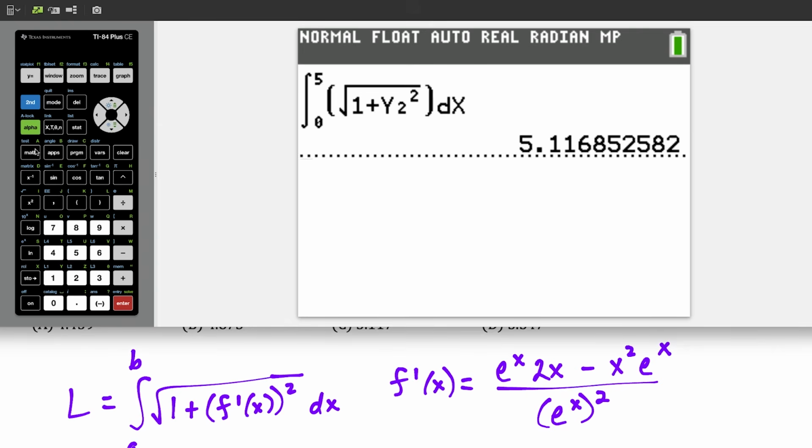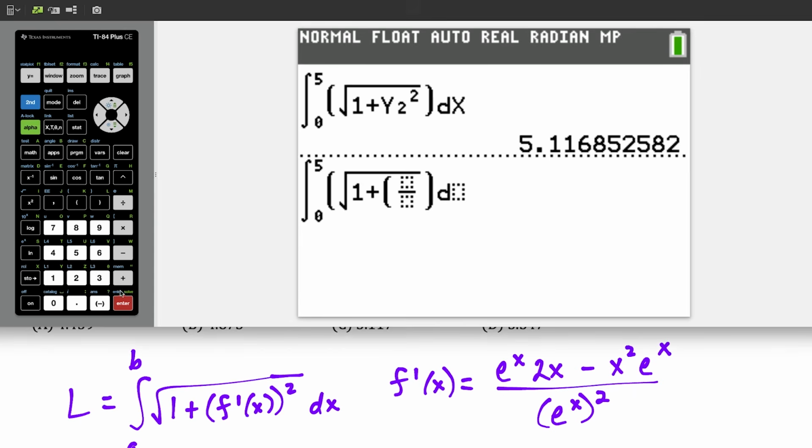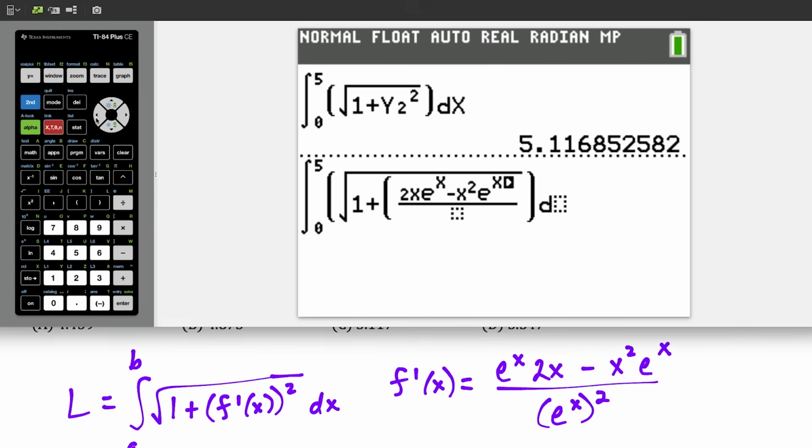But if I want to do this by hand, I could just press math 9, and I'm going from 0 to 5. And let's just see if our answers match up. We press second x squared to pull up the square root, and we have 1 plus. And now I'm going to put a parenthesis here because my derivative is a little messy. So I'm going to press alpha y equals enter to bring this part up. And we have e to the x times 2x, or I could just say 2x and then e to the x. And then we're going to get out of that exponent, and we're going to subtract x squared e to the x. And now in the denominator of this fraction is e to the x squared.